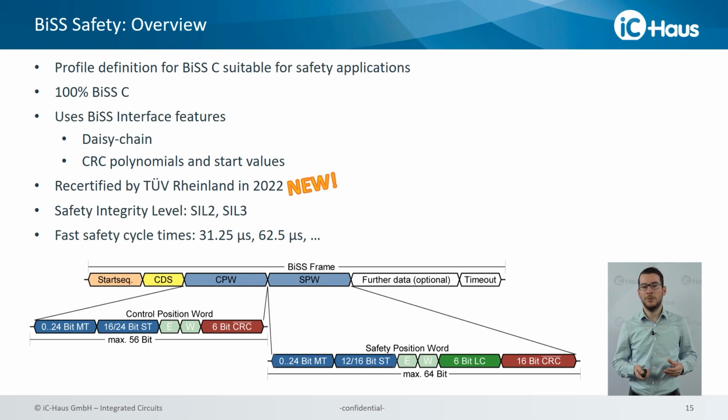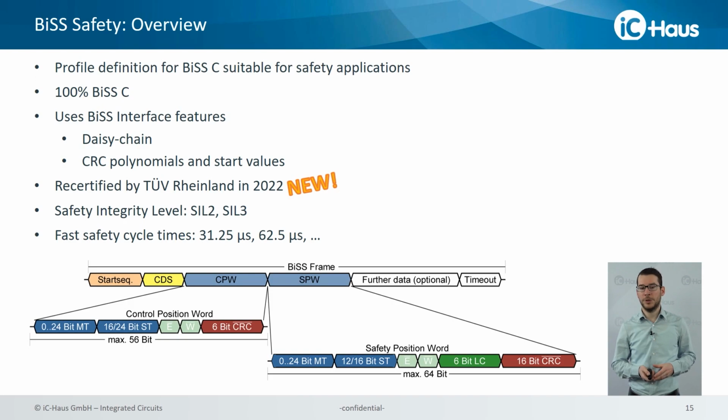What you can see below is a typical BiSS Safety frame. You see a control position word, which is used for the motor feedback, and you see the safety position word, which is used to ensure that the data transmission was successful. The control position word contains multi-turn and single-turn position information, one error bit, one warning bit, and the whole data content is protected by a 6-bit CRC.